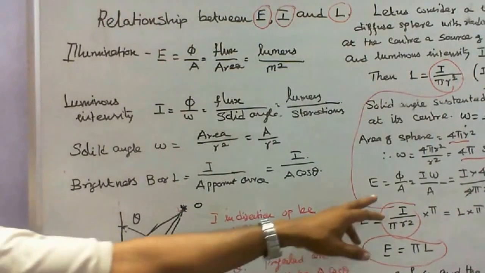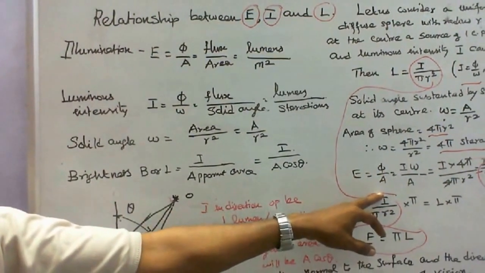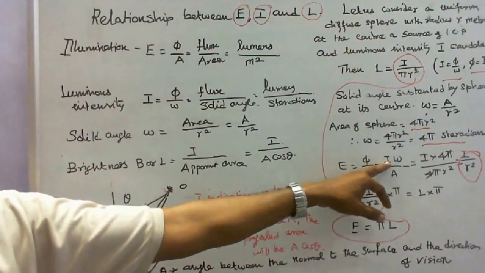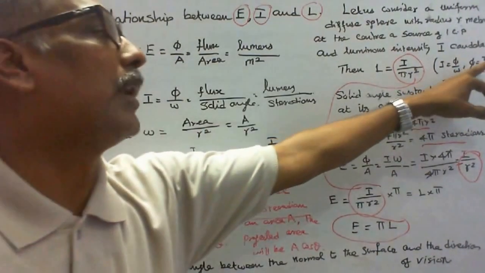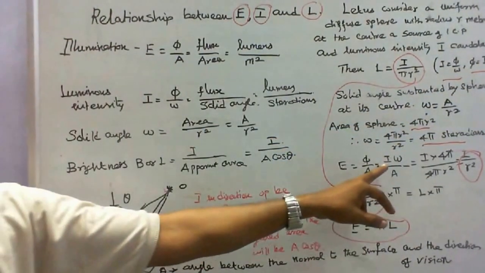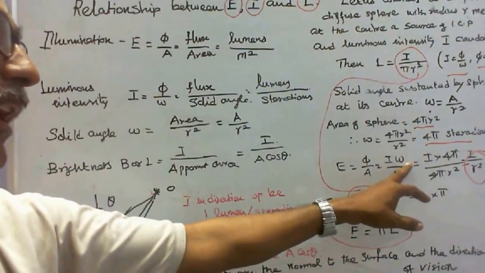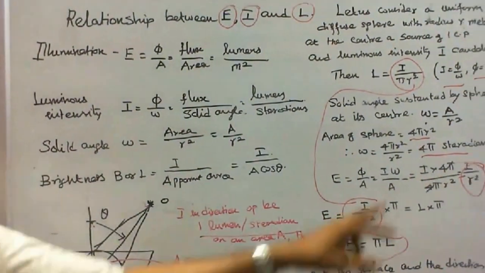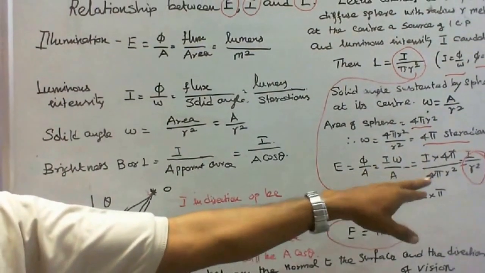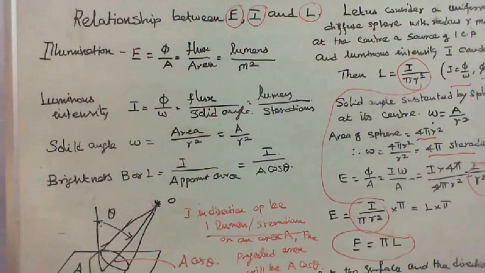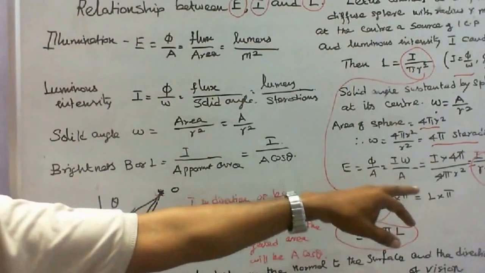Therefore, E is equal to φ by A. Instead of φ, I can write I into omega. This is φ is equal to I into omega. I write I into omega by A, where omega is equal to 4 pi. I into 4 pi divided by 4 pi r square. Illumination is equal to luminous intensity divided by r square.